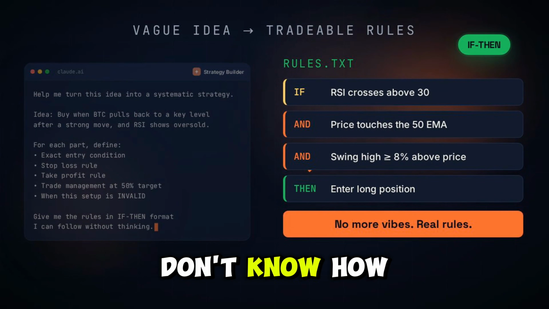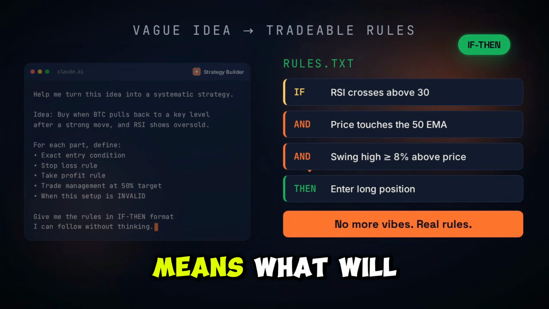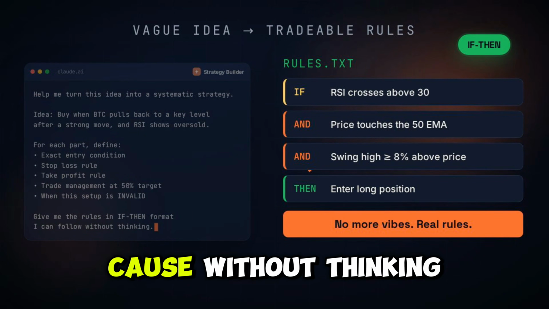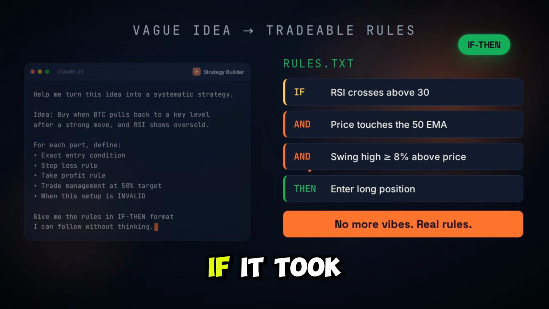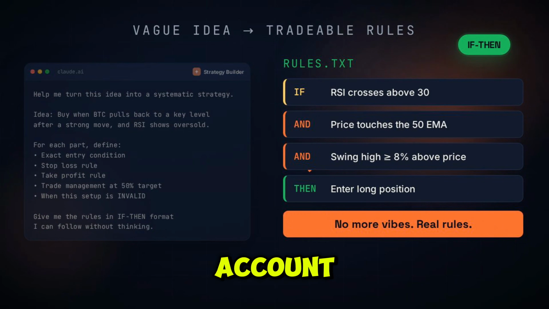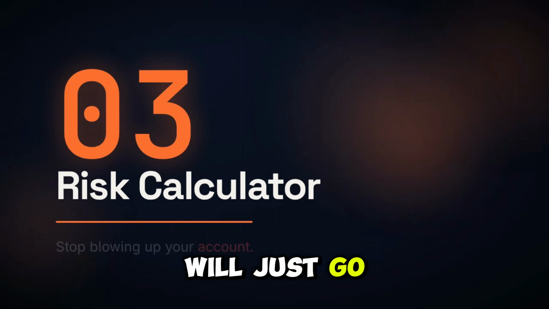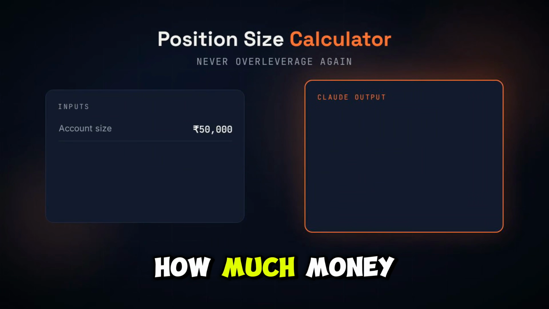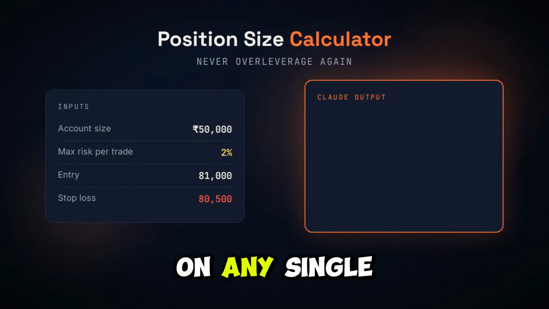But we yet don't know how many lots we should buy. Meaning, what will be our position sizing. Because without thinking about position sizing, if we take entry with heavy lots, then there will be a high risk of blowing our accounts. To get rid of that, we will just go to Claude again and ask how much money of our account we should put on in a single trade.